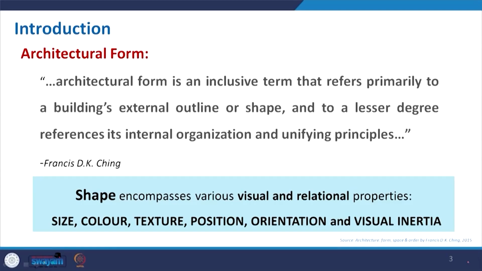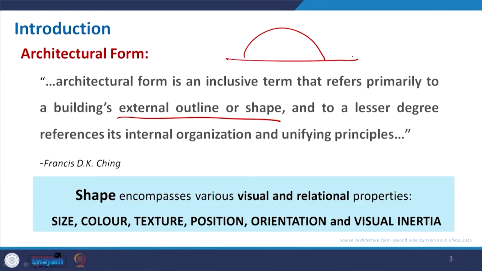Here it says architectural form is an inclusive term that refers preliminarily to a building's external outline. Here this is very important, external outline or shape. So whatever form we normally say, most commonly we refer to the outline of the building. If a building is something like that, we say it is a domical form of architecture. What is inside the space essentially we do not say about that, and to a lesser degree it refers to its internal organization.